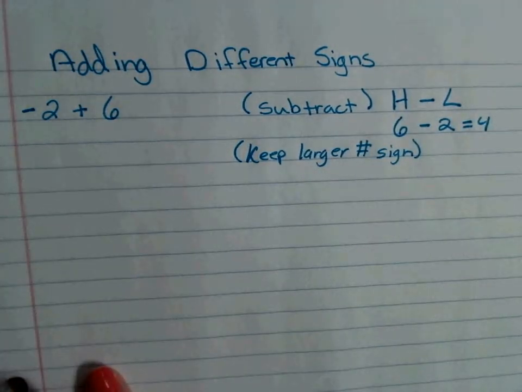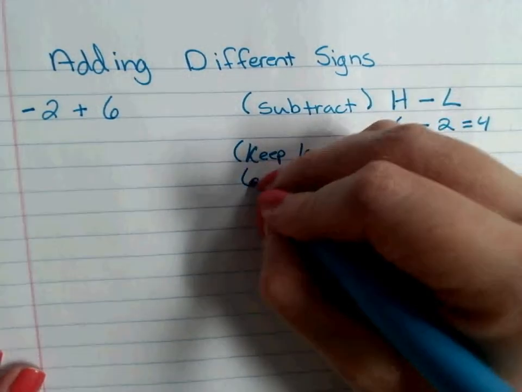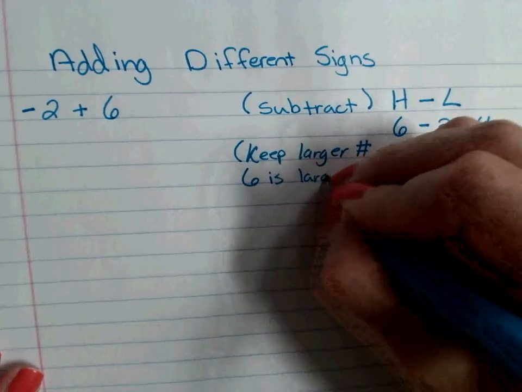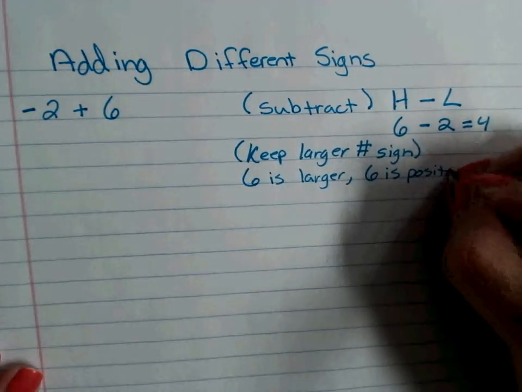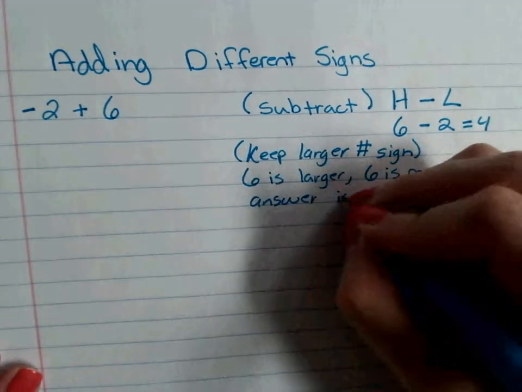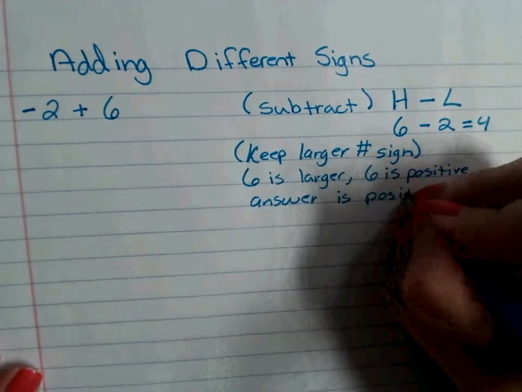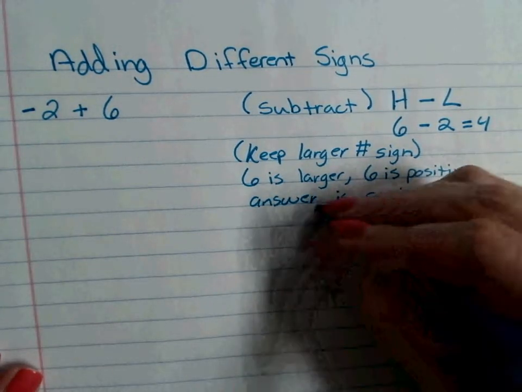Okay, so the larger number, the 6, was positive, right? 6 is larger. 6 is positive. So my answer is positive, because I'm going to keep that sign. So that means my final answer here is a positive 4.